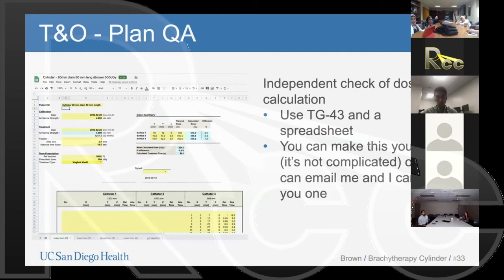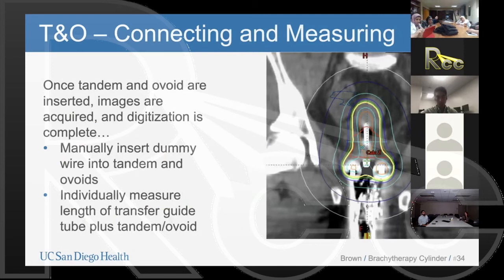Okay, so this works out. Everybody's happy. Once the tandem and ovoids are inserted, images are acquired, and digitization is complete, outside of the treatment planning system now, we are going to connect the tandem and ovoids with transfer guide tubes to our HDR unit. And then, just like we did for cylinders, and I won't belabor this point, we're going to want to manually run a dummy wire through each one of those catheters. And that allows us, again, just like yesterday, to ensure that we have the correct length and to ensure that the connection between the catheter and the transfer guide tube is secure. Better to know that now than when we try and actually deliver the plan.